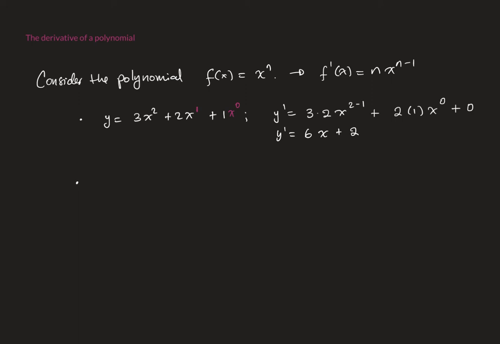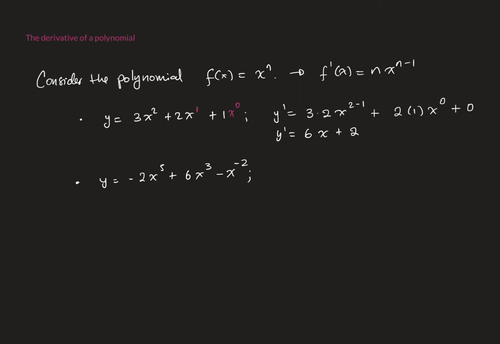Let's do one more. y equals minus 2x to the power of 5 plus 6x to the power of 3 minus x to the power of minus 2. It's a more complicated polynomial. It has the same 3 terms, but there are a few signs that are negative, so we need to be a little bit careful. What is the derivative of this function?